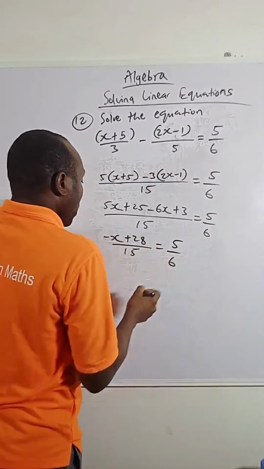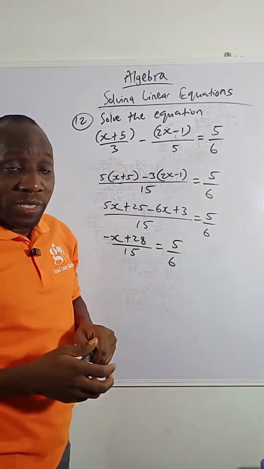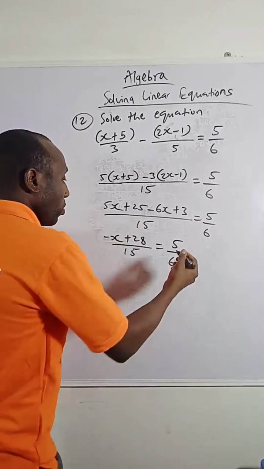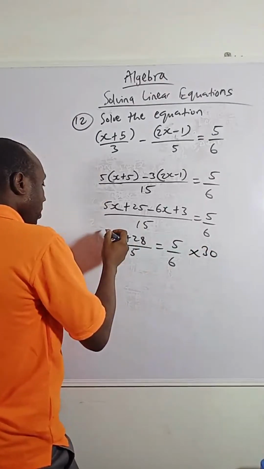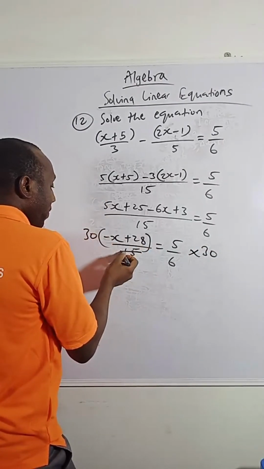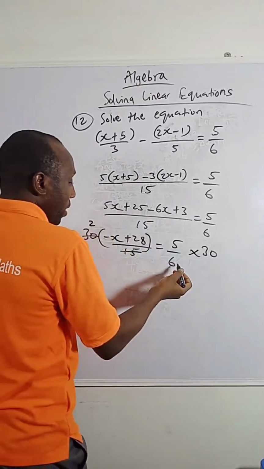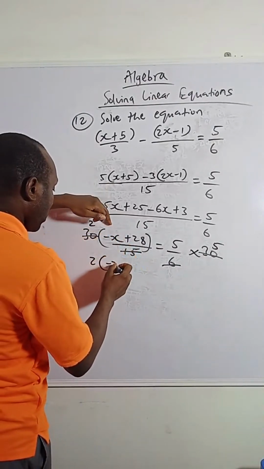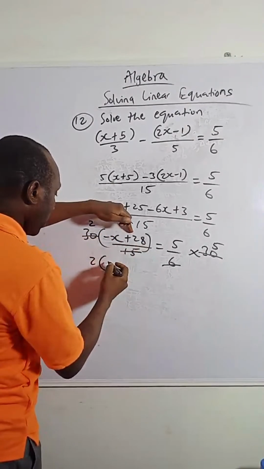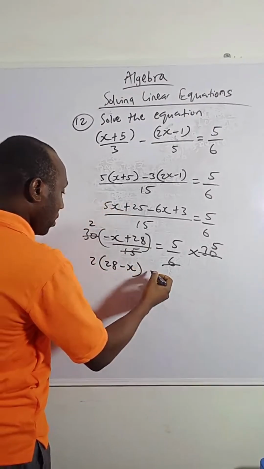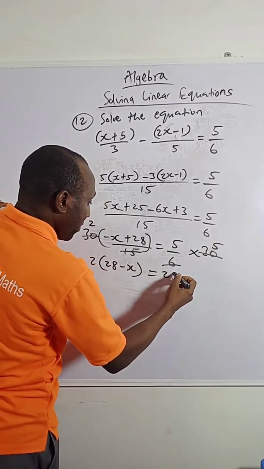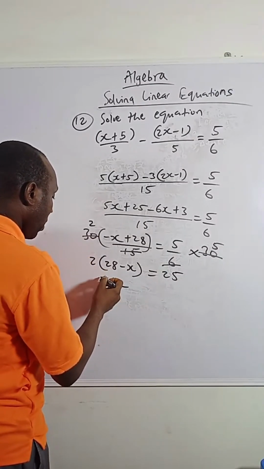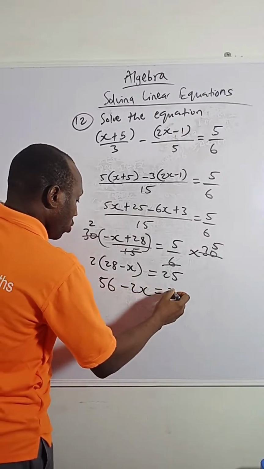Equal to 5 over 6. So what I can do, let's just multiply both sides by 30, which is the LCM of 15 and 6. So times 30 here and times 30 here. 15 into 30 is 2. And 6 into 30 is 5. So you have 2 brackets minus x plus 28, or I can just say 28 minus x, it's the same thing actually, is equal to 5 times 5, which is 25. So 2 times 28 is 56, then minus 2x, and it's equal to 25.